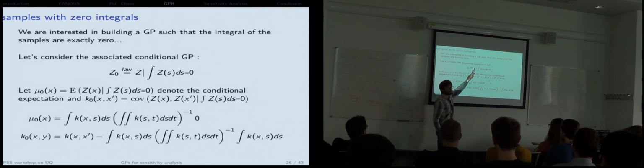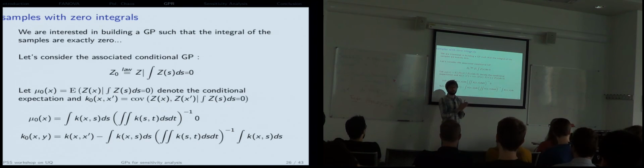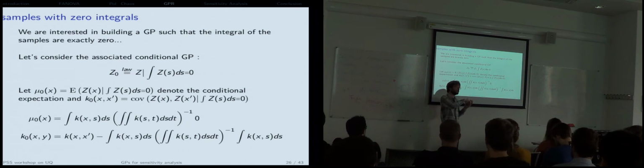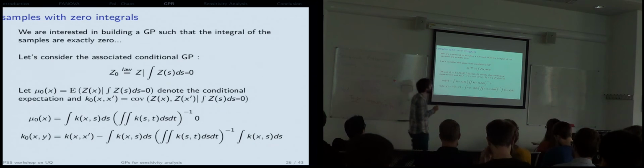So I'm going to look at this new GP that is a conditional distribution of any GP Z. We have very low conditions, not restrictive conditions, for this to be well defined. We just want basically this integral to be finite, right? So we are working on a compact, and we just want the variance of this to be finite. So we define a new GP that has the distribution of Z given that the integral of Z is equal to 0.